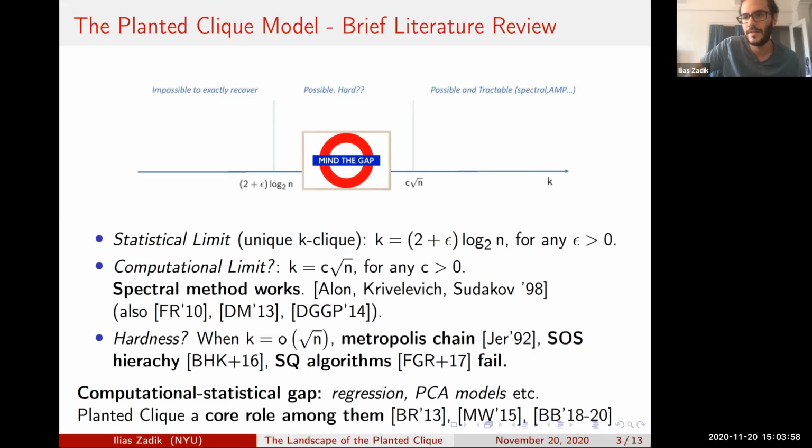Essentially it has been proven that if you have an argument that there is no polynomial time algorithm working in this regime, you can transfer it by reduction to regression and principal component analysis. So it has been considered an interesting line of work.